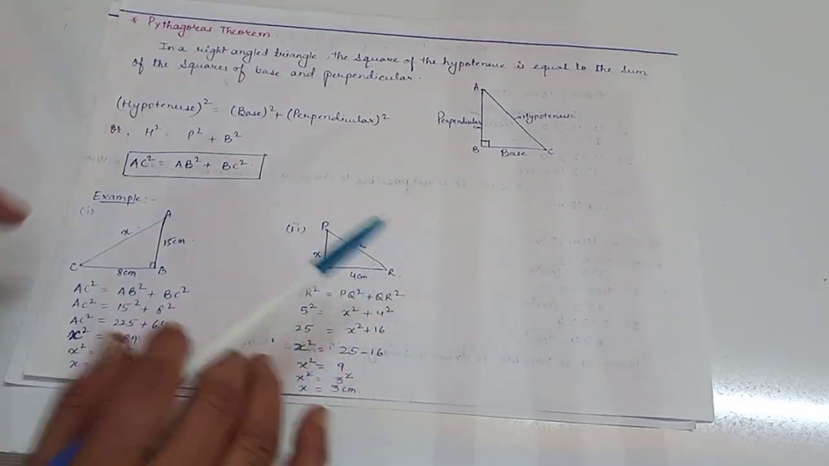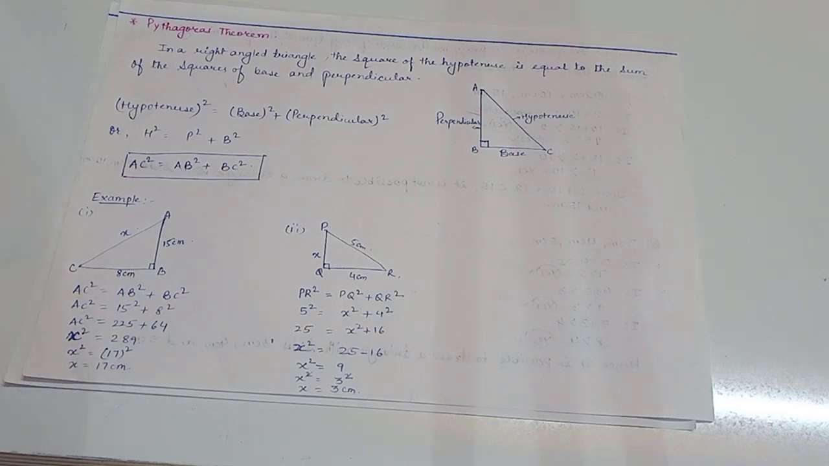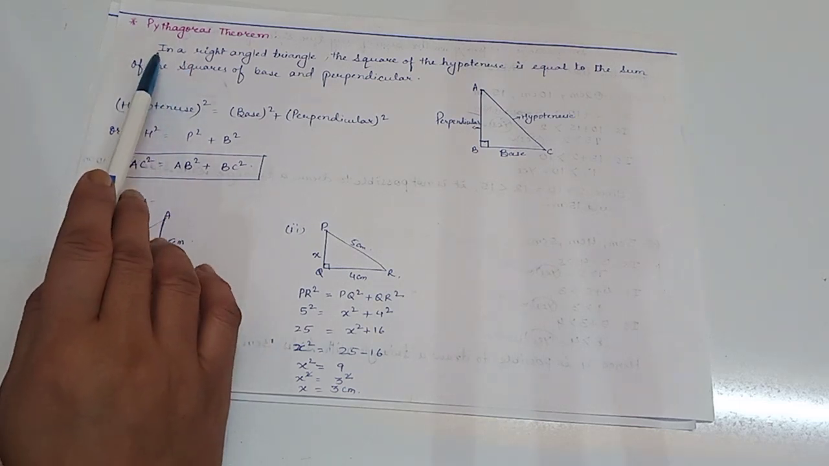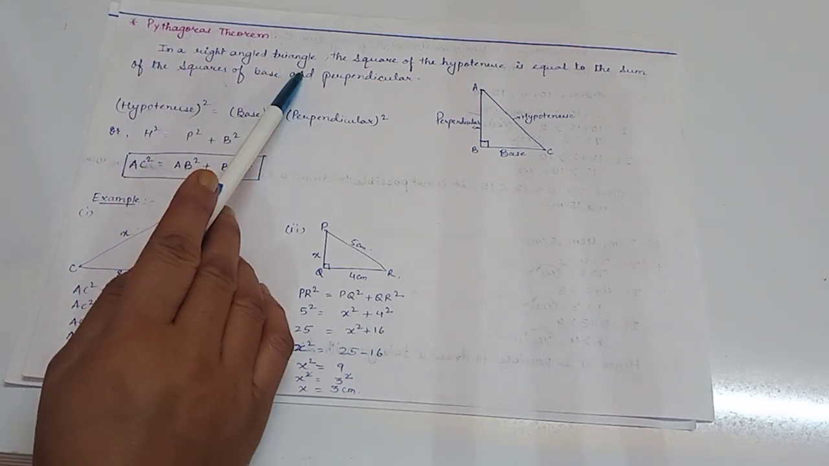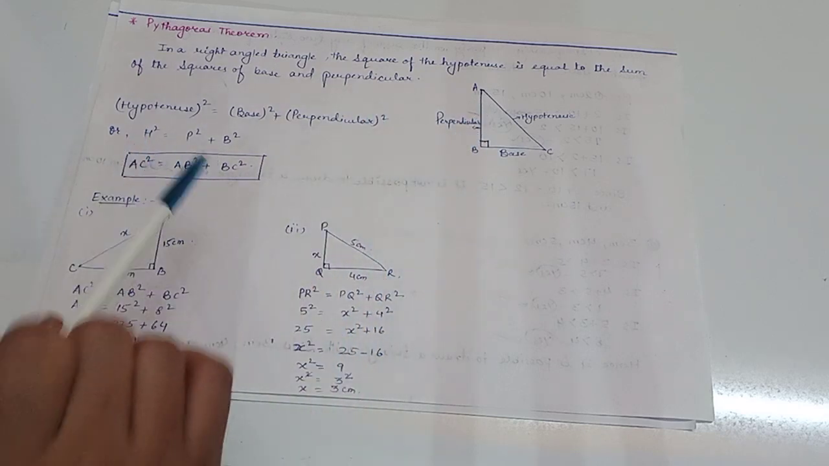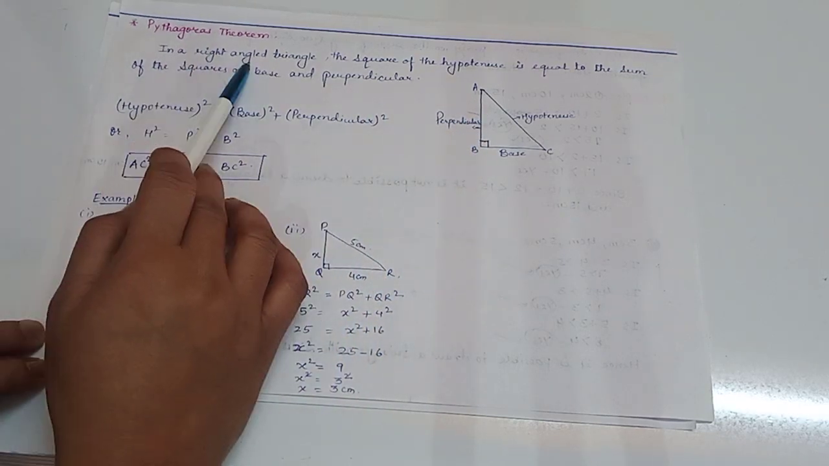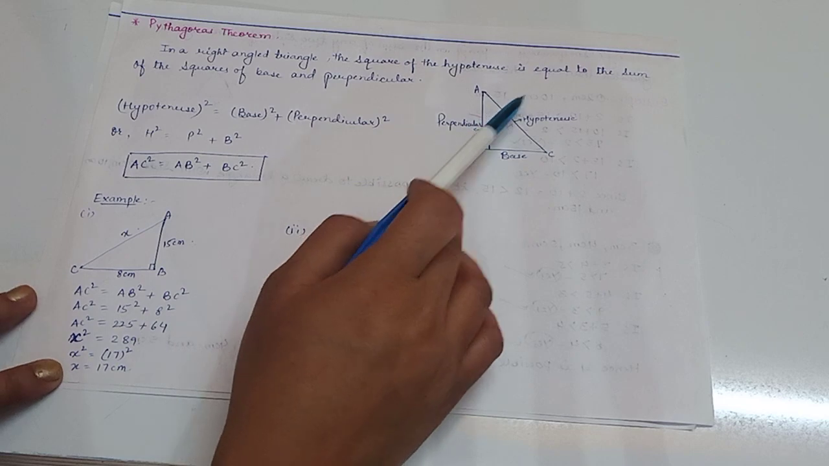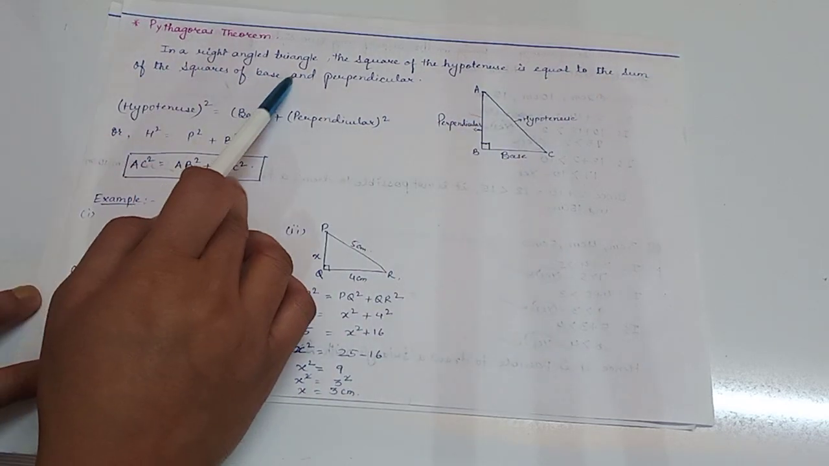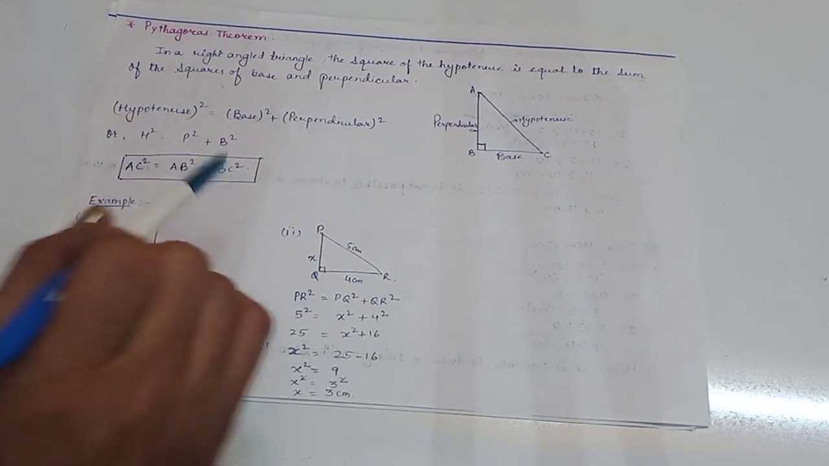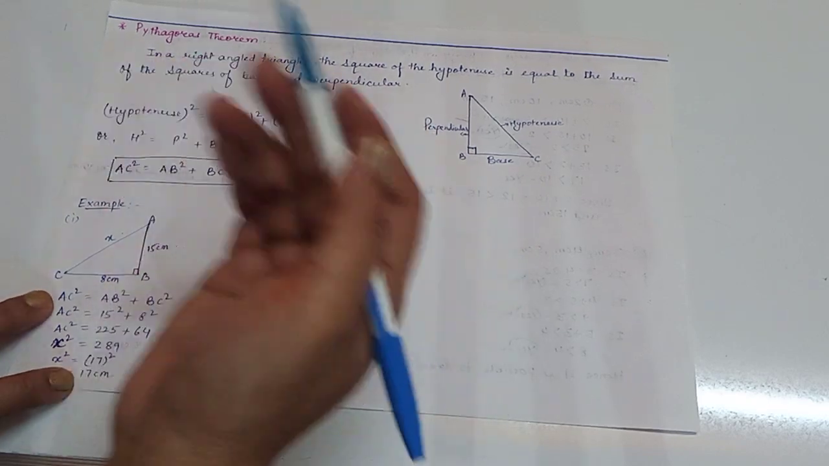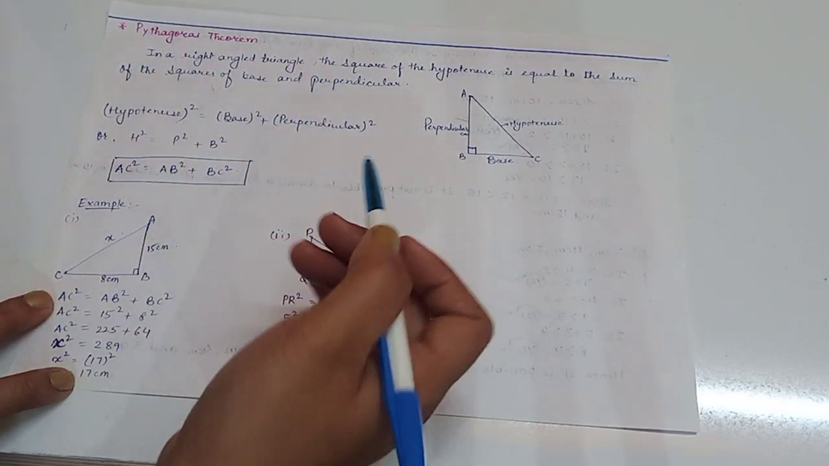Next topic is very important, Pythagoras Theorem. Here, what is Pythagoras Theorem? In a right angle triangle, it is valid only for the right angle triangle. Now here, what is there? In a right angle triangle, the square of the hypotenuse is equal to the sum of the squares of its base and perpendicular. Now, how to say what is the hypotenuse, what is the base, what is the perpendicular?